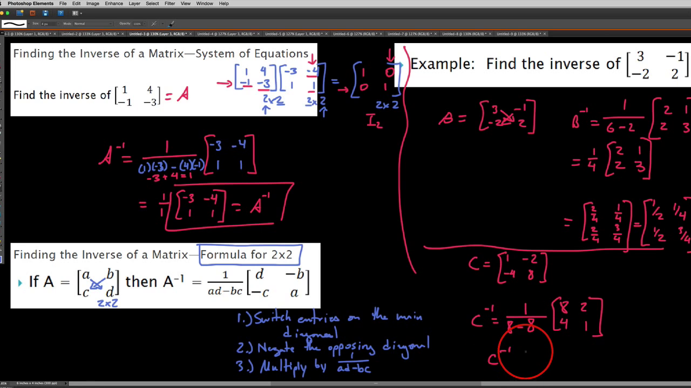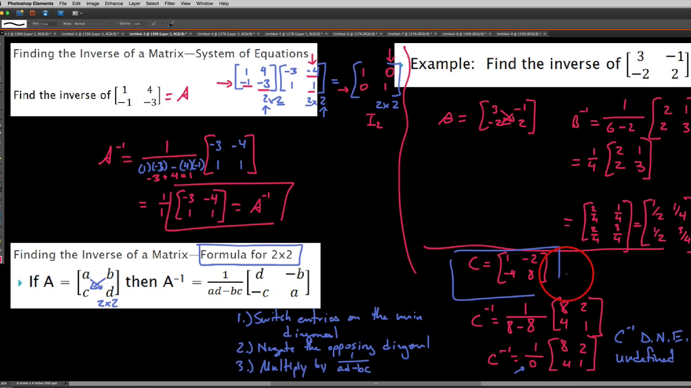What I want to do right here is write this down. We're going to say this is 1 over 0 times 8, 2, 4, 1. So this means that C inverse does not exist because this value down here is 0. So it's undefined. This would be a case of a matrix that has no inverse, and the reason why is because it is what we call a singular matrix. When we talk about determinants, that'll come more into play, but basically, a singular matrix is a square matrix that has no inverse.